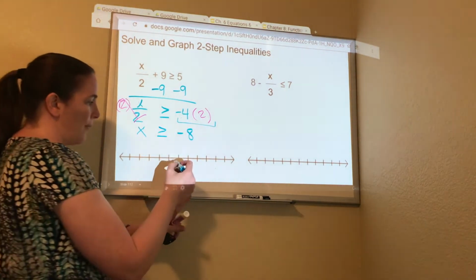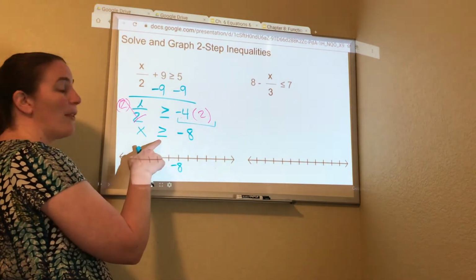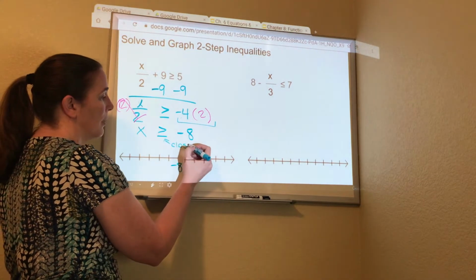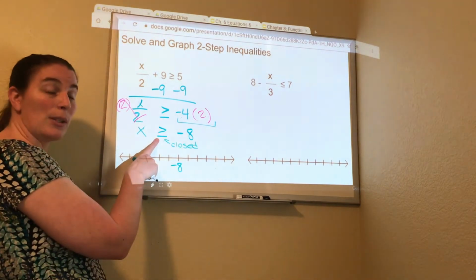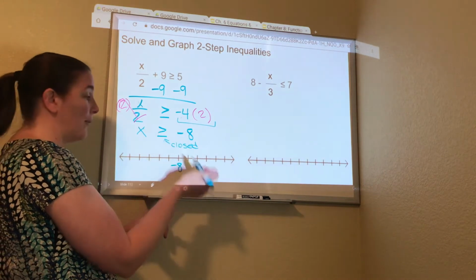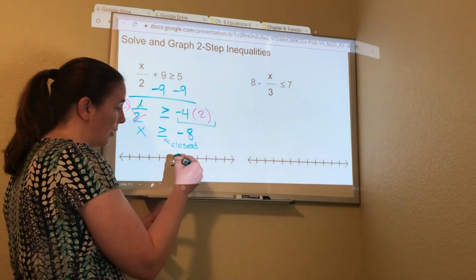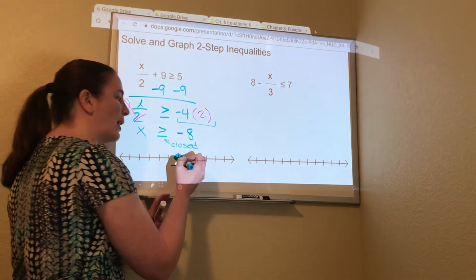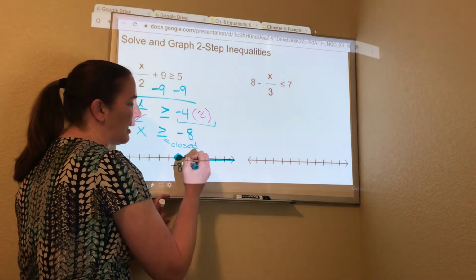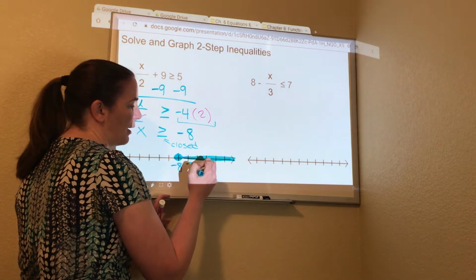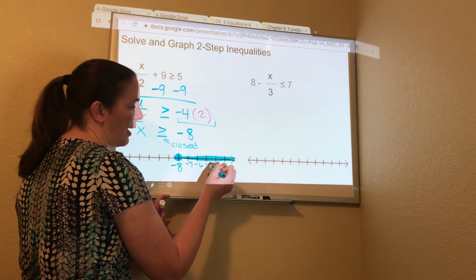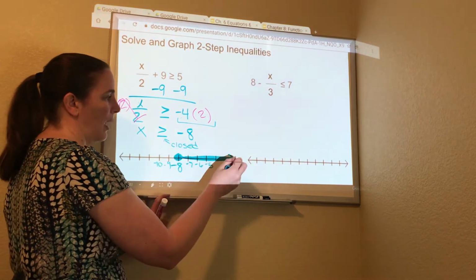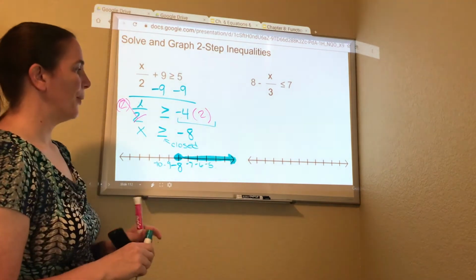So to graph, I would have negative 8 here. This is a closed circle because it is equal to it. So that means it can equal negative 8. So I'm going to have a circle here and color it in. It's closed, and it says x is greater than it. So anything greater, so that would be like a 0, a negative 7, negative 6, negative 5, and so forth. And then it would be negative 9, negative 10. And then I'm going to bold my arrow.